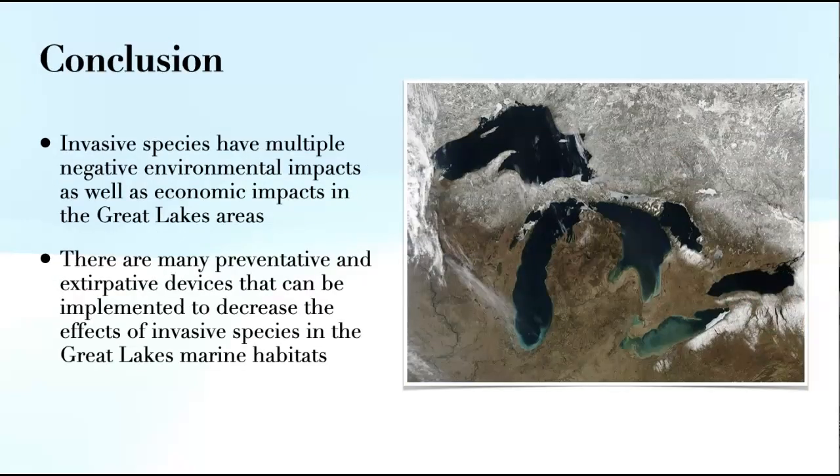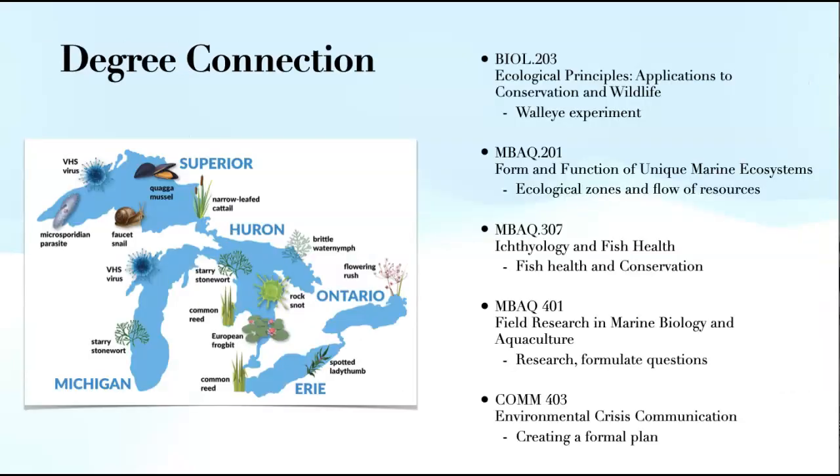In conclusion, the invasive species have multiple negative environmental impacts as well as economic impacts in the Great Lakes areas. There are many preventative and extirpative devices that can be implemented to decrease the effects of invasive species in the Great Lakes marine habitats. These are some of the classes that have helped me with this project.